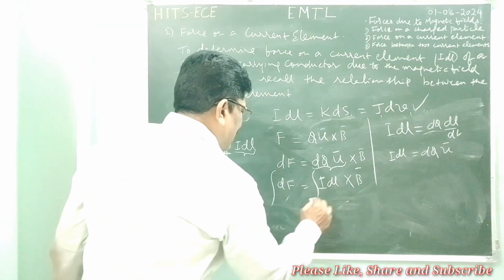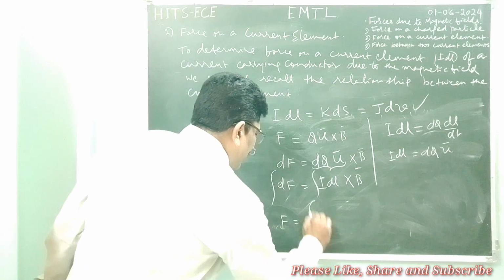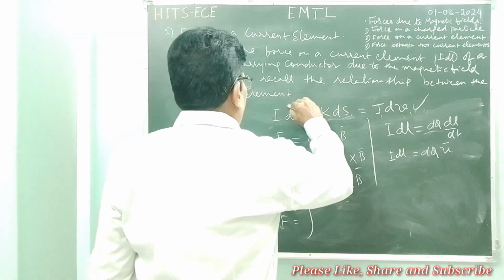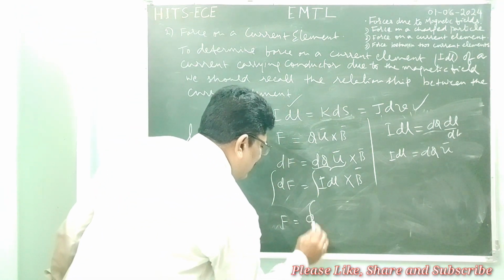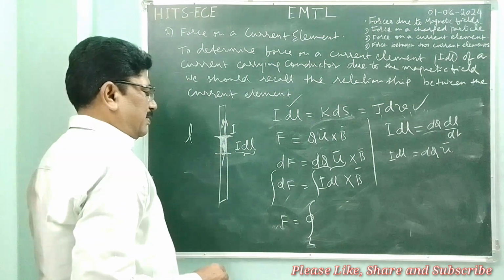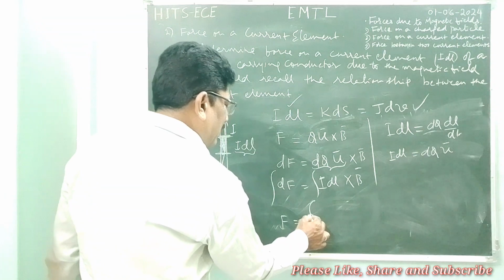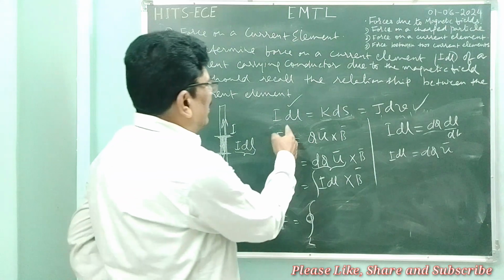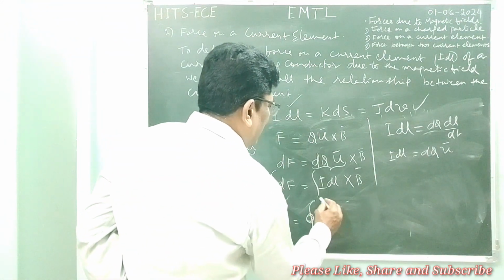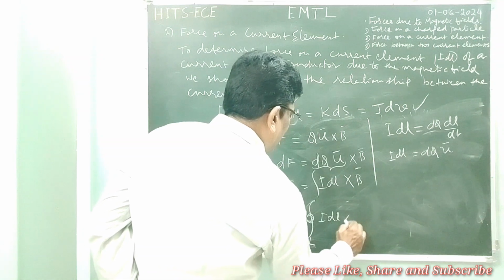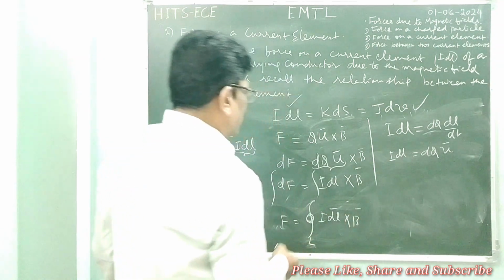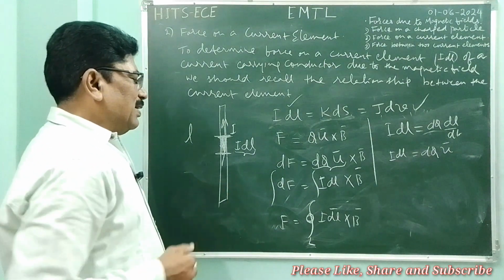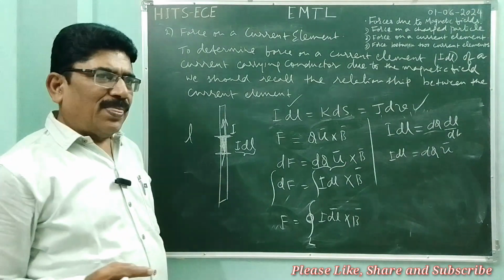So integrating on both sides we get F is equal to the integral, for the closed loop indicated by the circle. For this line current, we can write I dl cross B. This is the force due to the magnetic field. Whenever a charge is placed in that magnetic field, the force exerted on it is the integral of I dl cross B.